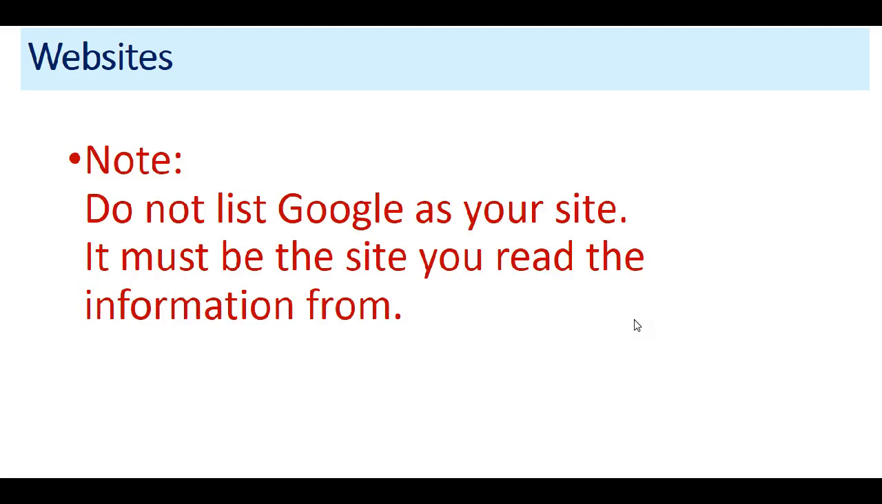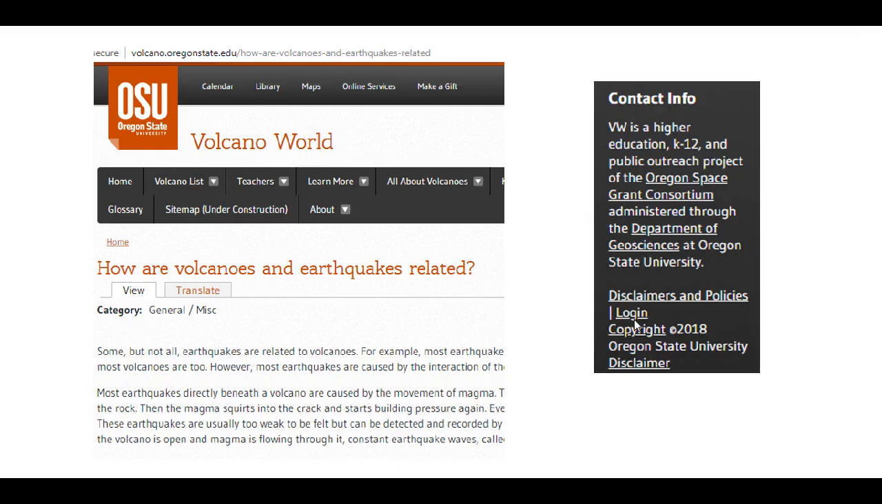So I want you to remember that we're not using Google or Kindle as the site. You have to go into the website that you got all the information from and use that one. So let's say we were looking at volcanoes and earthquakes. This here is a screenshot of a website, let's say, I used.